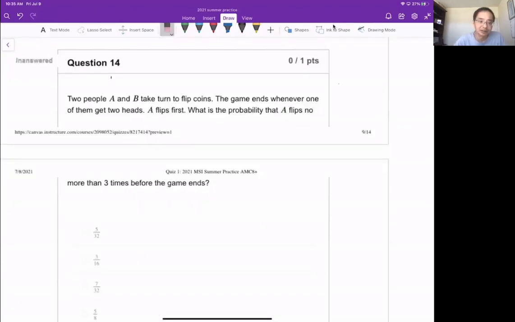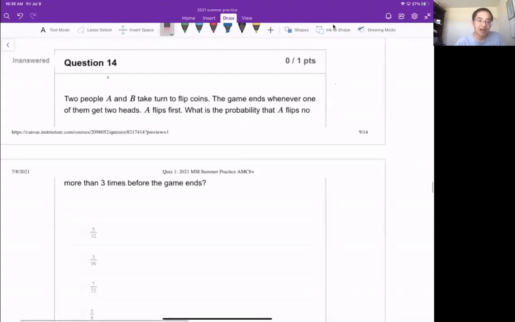Question number 14. Two people, A and B, take turns to flip coins. The game ends whenever one of them gets 2 heads. A flips first. What is the probability that A flips no more than 3 times before the game ends? Here, we'll consider the opposite case first, which means what is the probability that A needs to flip more than 3 times in order for the game to end. And if we figure out that probability, we just use 1 minus that, right?